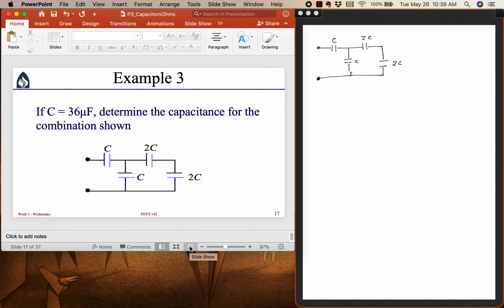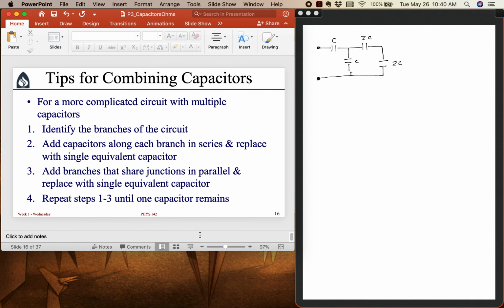All right, so if we go back to our steps for combining capacitors, we see that the first thing we need to do is identify the branches of this circuit.